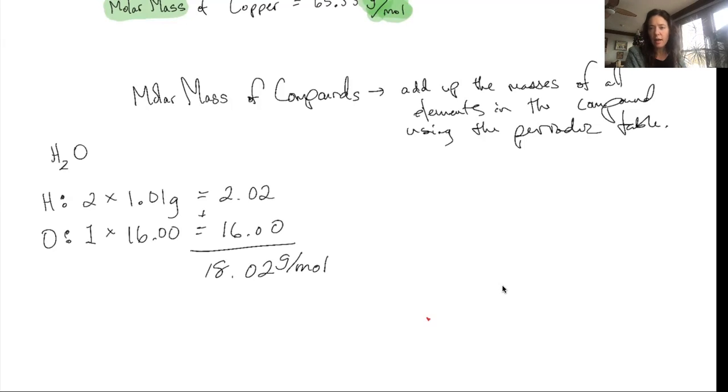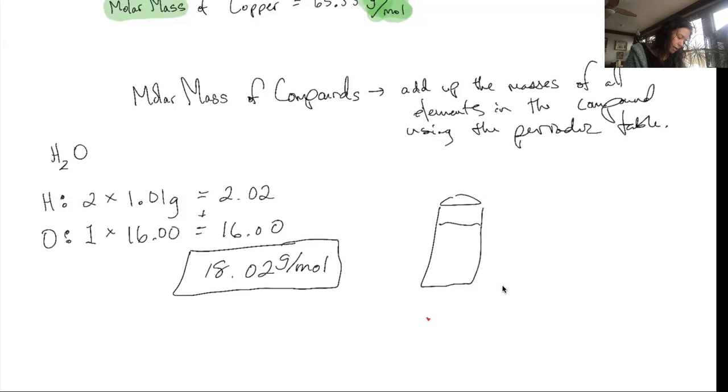So if I said, hey, I need you to bring me a mole of water, you could go out and you could get 18.02 grams and you could deliver it to me. And that would be 1 mole of water. And in that 1 mole of water, it's on a scale. It weighs 18.02 grams, right, of water.